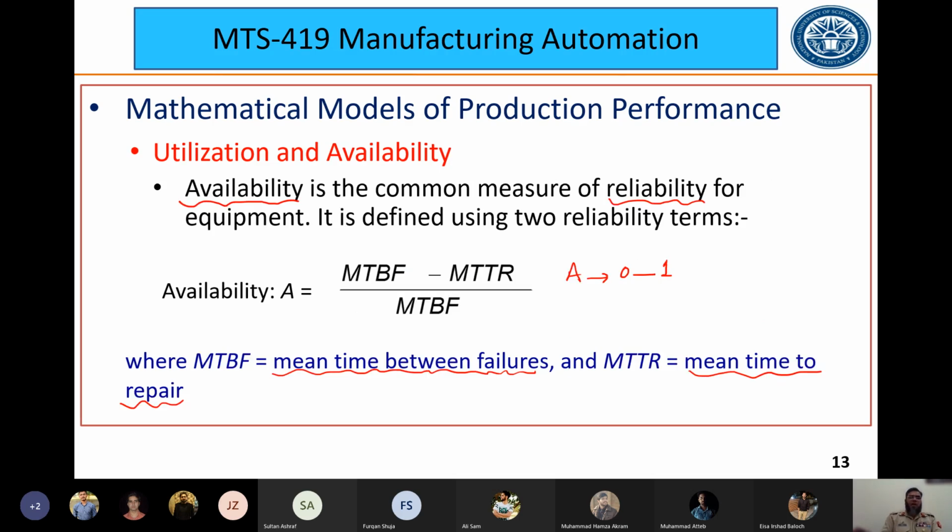What is availability? I'll just go over this very quickly. Availability is the measure of the reliability of your equipment. And reliability is whether the system is available to you to work for you. So I am introducing two terminologies here, mean time between failure and mean time to repair.